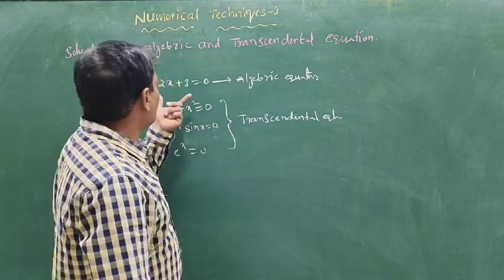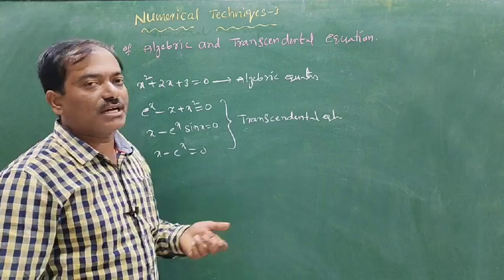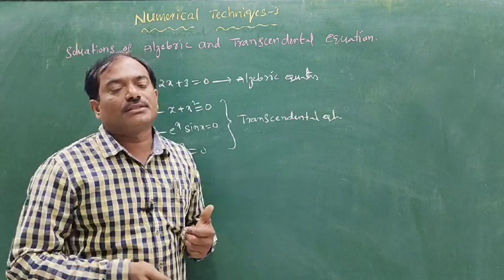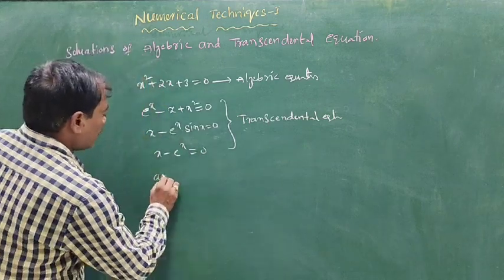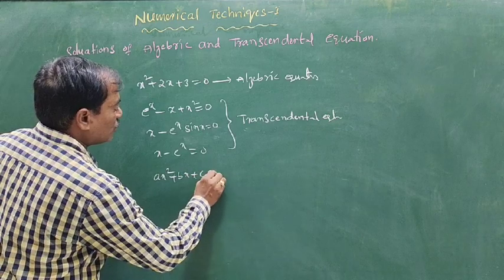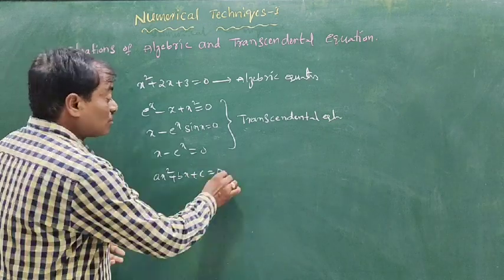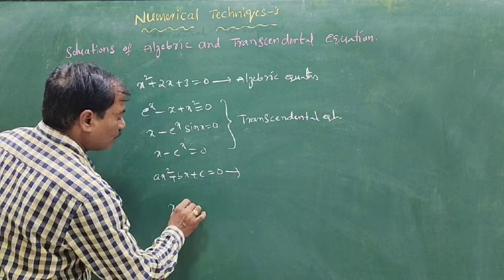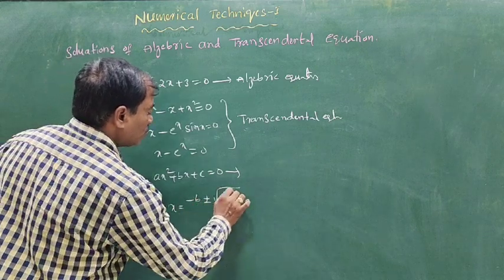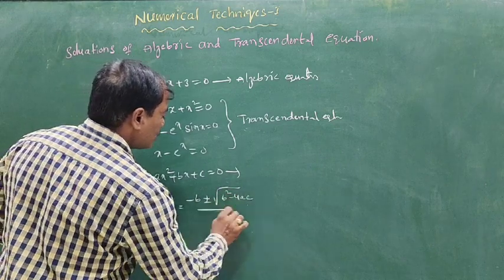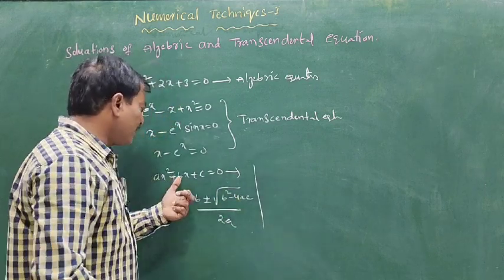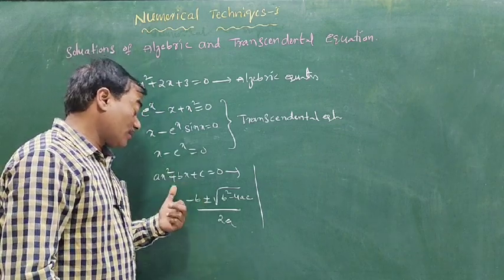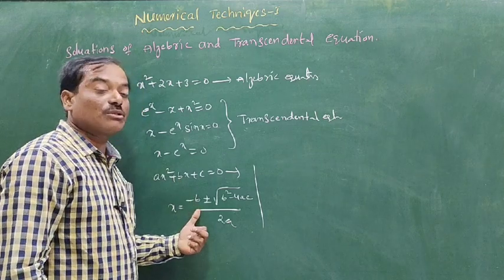Solution means, if these kinds of algebraic equations are given, we have to find out the roots by using the usual method. So for example, ax square plus bx plus c equal to 0 is given. This is called a quadratic equation. So we have to find out the roots. Here x equals minus b plus or minus under root of b square minus 4ac, divided by 2a, if it is an irreducible quadratic equation. This is the process of finding the roots.